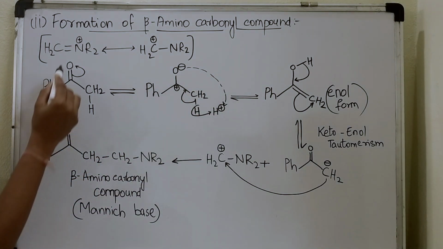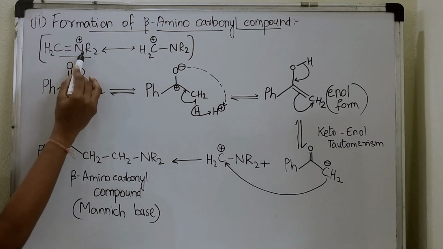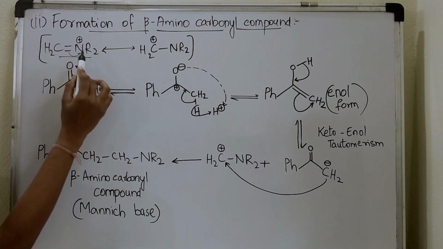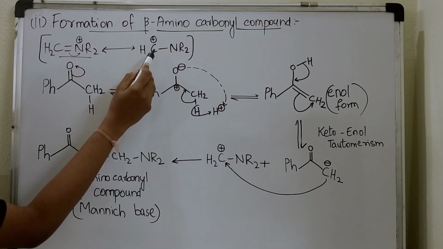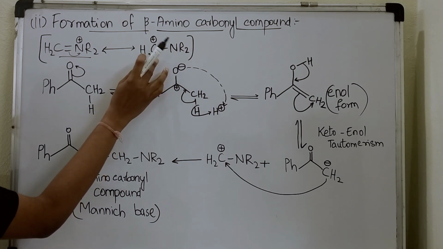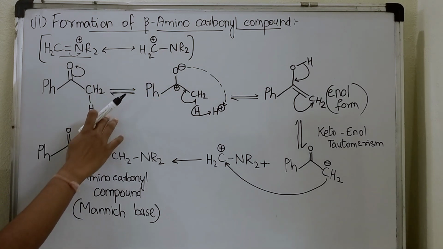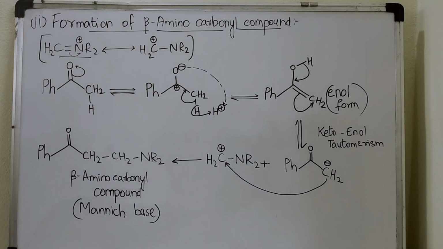Now first, this is the iminium ion. Here nitrogen is positively charged. This will take the bond from the carbon atom, leaving the carbon positively charged. CH2=NR2, where carbon is positively charged. This compound will be reacting with the ketone for the formation of the beta amino carbonyl compound.